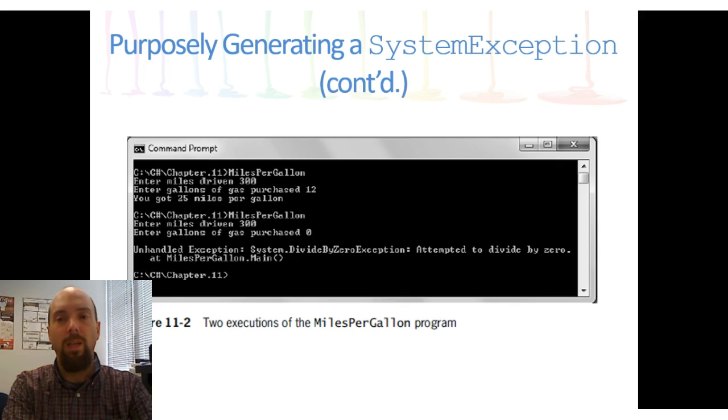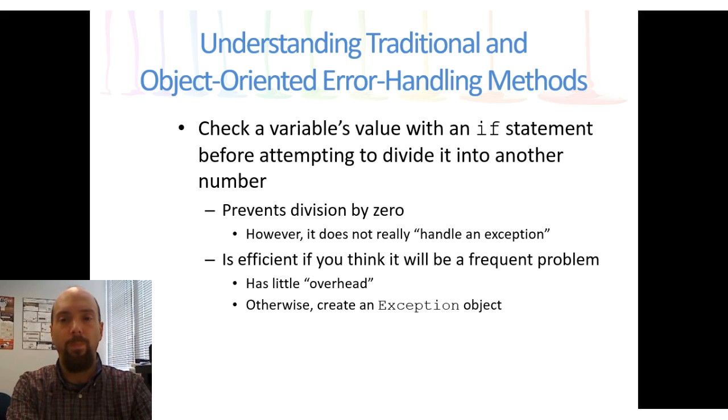So in this case, if they entered zero gallons of gas, we would actually get a system.divide by zero exception. And then notice it says attempted to divide by zero. We can actually take that and use it to our advantage. The system will crash, it'll throw an error, but instead of letting the entire program crash, we just simply want to grab that error message.